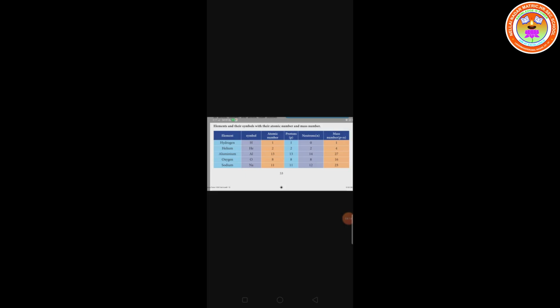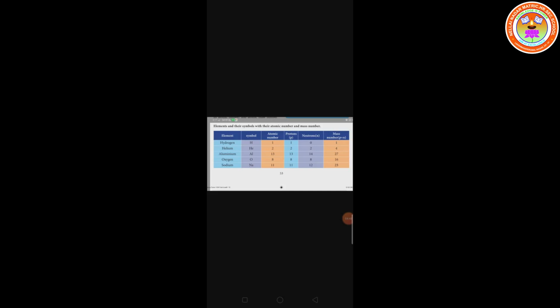So mass number is proton plus neutron. So 1 proton, 0 neutron. So total mass number is 1. Next element, helium. So what is the symbol for helium? First letter capital H, second letter small e. The atomic number is 2. So atomic number 2 means it contains 2 proton and 2 electron and 2 neutron.